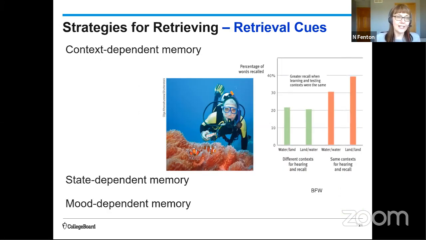We also have another series of retrieval cues: context, state, and mood-dependent memory. Context-dependent memory is that information encoded in one kind of location or environment is best recalled when you're also in that same environment. This study with the scuba diver was from Alan Baddeley. He found that when divers learned a series of words on land, they recalled those words much better on land. And if they learned the words underwater, they recalled them better in that same environment, that same context.